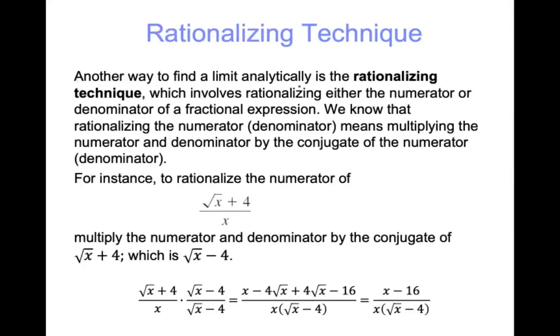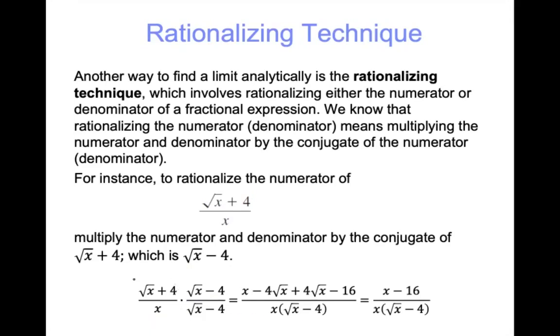Another way to find a limit analytically is the rationalizing technique, which involves rationalizing either the numerator or the denominator of a fractional expression. We know that rationalizing the numerator or denominator means multiplying the numerator and denominator by the conjugate of the numerator or denominator. For instance, to rationalize the numerator of the square root of x plus 4 over x, we multiply the numerator and denominator by the conjugate of the square root of x plus 4, which is the square root of x minus 4. And so you can see the work here to do that.